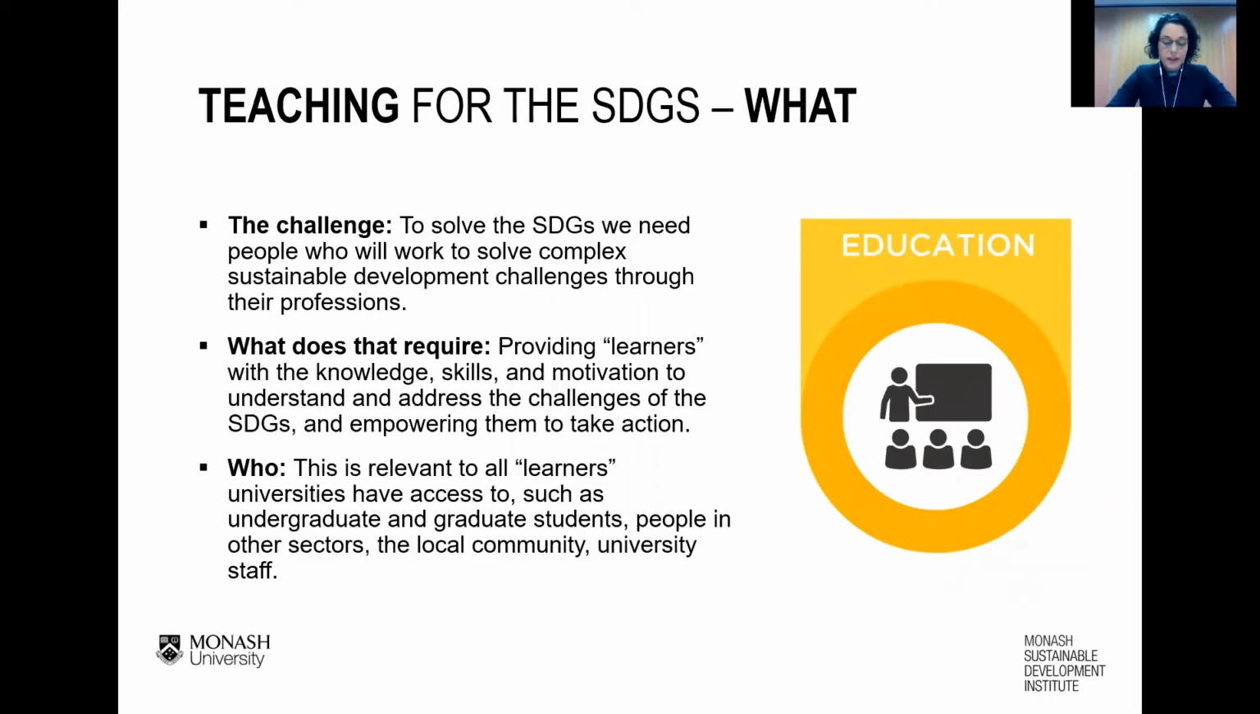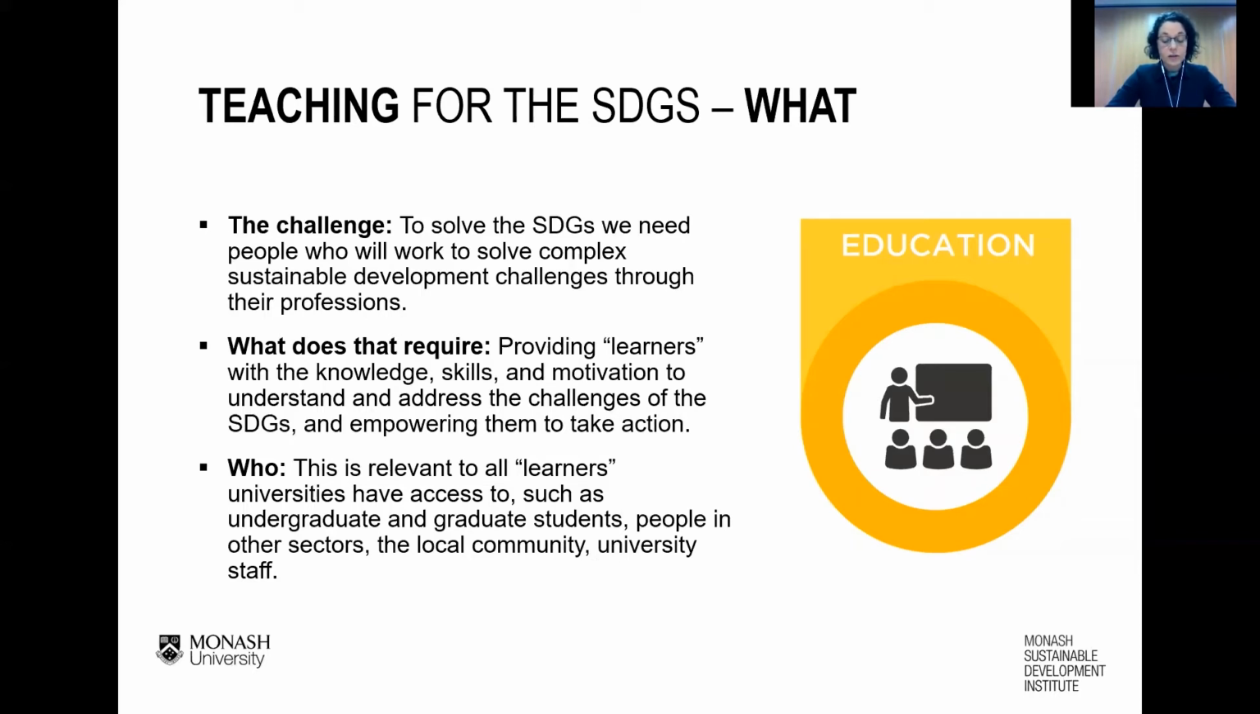As I mentioned earlier, the SDGs represent very complex challenges. To address them, we need people and organisations that can operate in new, more collaborative and interconnected and systemic ways. This is recognised in SDG 4.7, which calls for all learners to acquire the knowledge and skills needed to promote sustainable development. This requires universities to provide learners, regardless of what they're studying or their profession, with knowledge, skills and motivation to understand and address the challenges of the SDGs and empower them to take action.